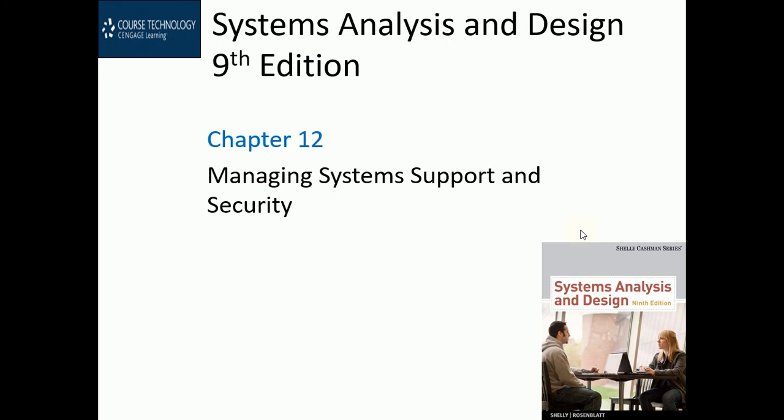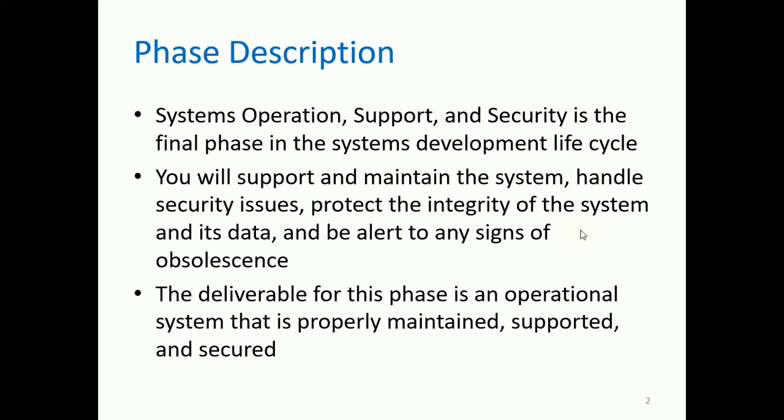So this is the last chapter for systems analysis and design, which is chapter 12, managing system support and security. This has to do with the final phase of the systems development life cycle. Systems operation, support, and security is the final phase. You will support and maintain the system, handle security issues, protect the integrity of the system and its data, and be alert to any signs of obsolescence. The deliverable for this phase is an operational system that is properly maintained, supported, and secured.